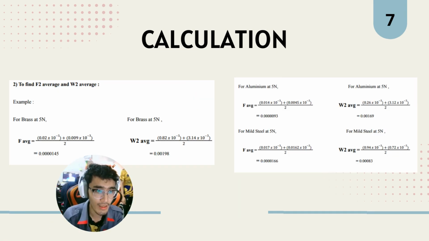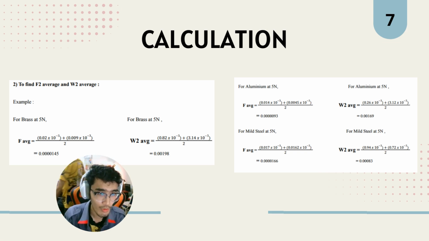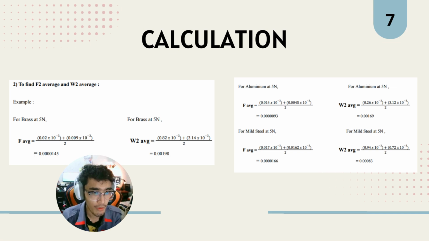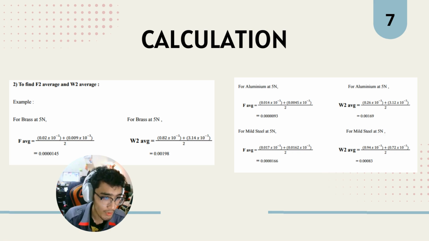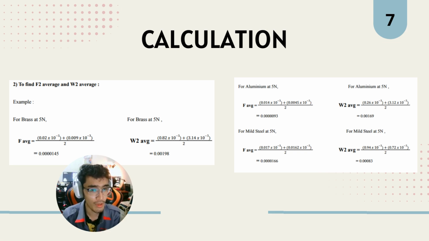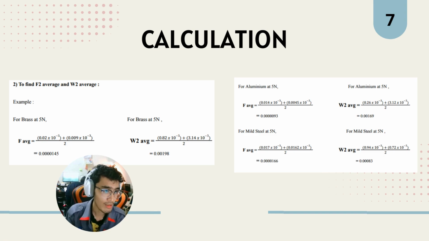And next is to find the F2 average and W2 average. As an example, for brass at 5 Newton, F average is 0.02 times 10 to the power of negative 3 plus 0.009 times 10 to the power of negative 3, over 2. So we get the answer, which is 0.0000145. And W2 average for brass at 5 Newton, we get 0.00198. We use the same calculation and repeat the calculation for aluminium and mild steel.